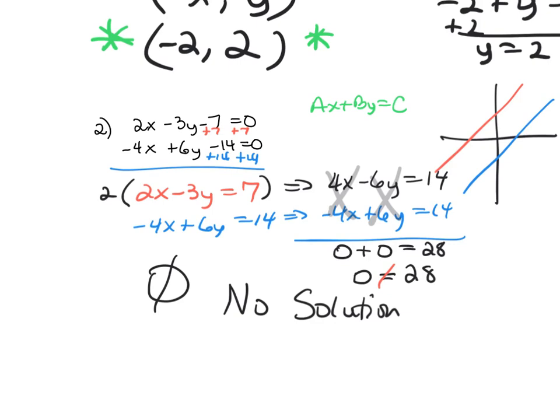So your goal, if you're doing elimination, is to eliminate one of the variables. So what you need to do is try to figure out what number you need to multiply the equation by to make it the same. Now, remember, sometimes you may have to multiply both equations by a different number to get them both the same.